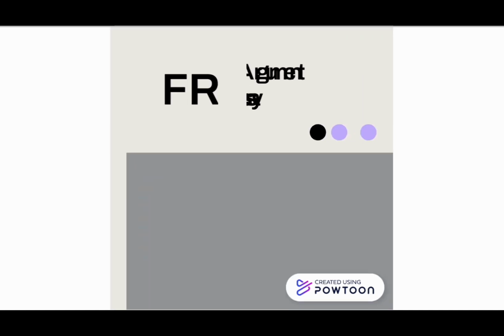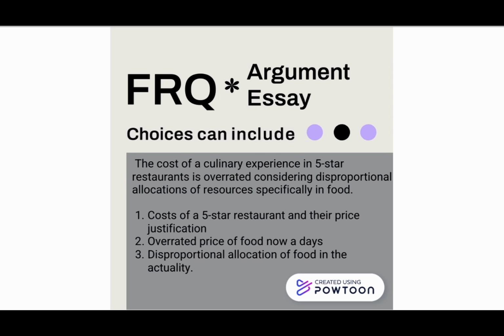Our example of a thesis that responds to the prompt is: the cost of a culinary experience in 5-star restaurants is overrated considering disproportional allocations of resources specifically in food. For this, that is basically how you organize your body paragraphs: in the first paragraph, costs of a 5-star restaurant and their price justification. For the second body paragraph, overrated price of food nowadays, and for our last body paragraph, we have the disproportional allocation of food in the actuality.